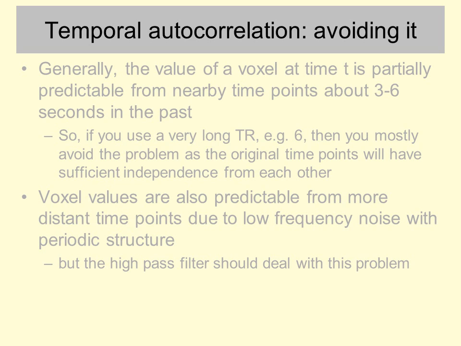So, one strategy regarding temporal autocorrelation that was sometimes employed in the earlier days of fMRI is to avoid it. Because the value of a voxel is more or less predictable from nearby time points about 3 to 6 seconds in the past, if you use a very long TR like 6 seconds or 7 seconds, you mostly avoid the problem, and your time points would have sufficient independence from each other for the assumptions of the t-tests to hold up just by basing n on the number of volumes you'd acquired.